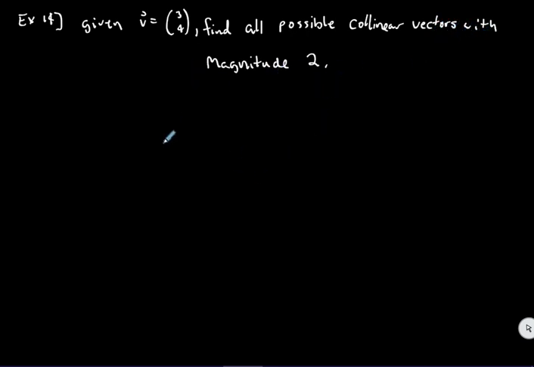So let's think about it. We want to find a vector that's collinear with it. So I can have some scalar times that vector, then I take its magnitude and I want it to come out to be 2, right? So what does this come out to be?